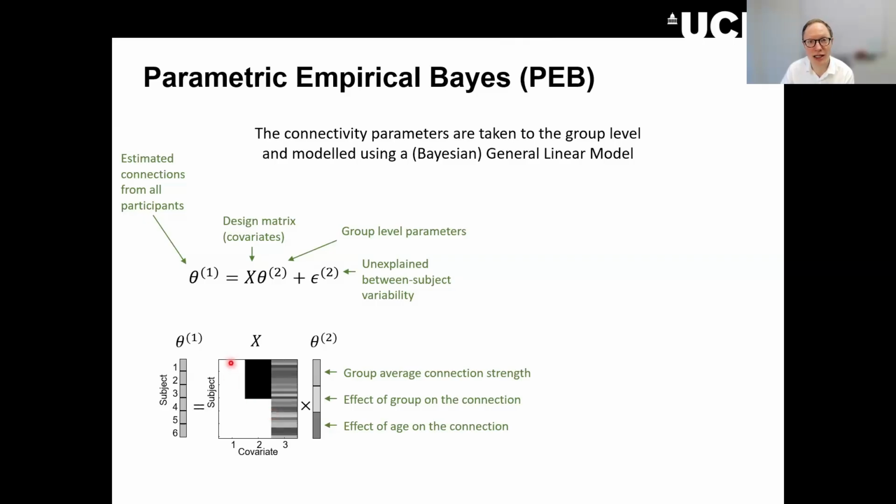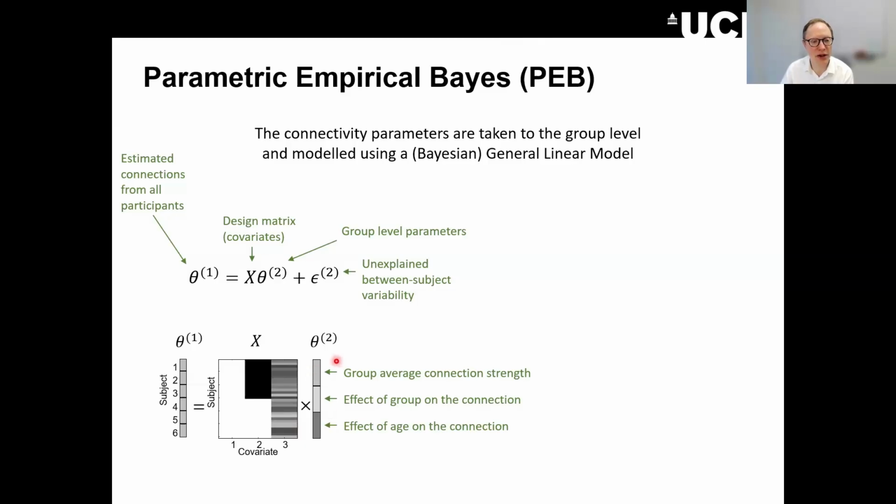The first regressor, in fact always in the PEB software, is a column of ones. White here means 1, black means 0. So a column of ones encoding the group average connection strength. So the parameter that corresponds to the first column will be the estimate of the group average connection strength. Here, for example, I might have a group membership, patient or control. So for the second column, I've got -1s and 1s, encoding patient or control, or you could have 0s and 1s. It doesn't really matter. And the third regressor here is some continuous regressor, maybe the effect of age.